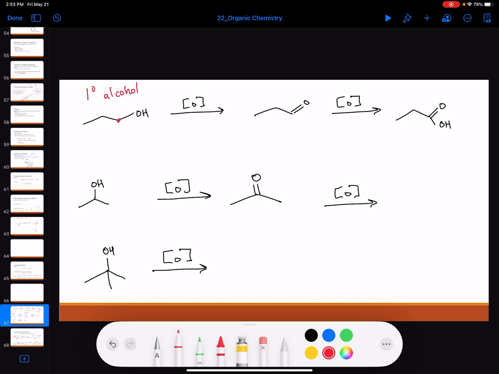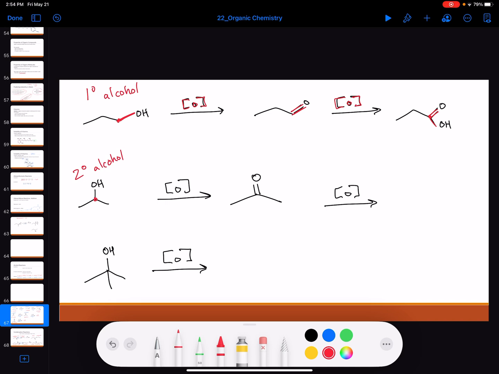I can oxidize it. That's what this little brackets with an O means, just means oxidation. And there's a bunch of different chemicals that you could use to oxidize it. But when I do that, I went from having one carbon-oxygen bond to having two carbon-oxygen bonds, right? So that's an oxidation. I could actually oxidize that thing again, and instead of having two, now I have three carbon-oxygen bonds.